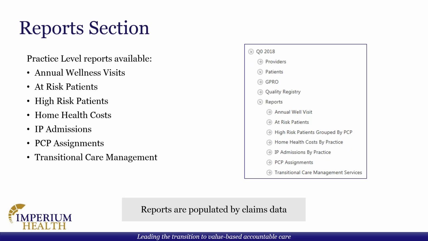The report section, unlike the quality registry, which includes EMR data or may include manual entry, is going to be populated only by claims data. Now that claims data is still very valuable and can be one of the best ways to track: is everything actually going the way we expected it to, and are we getting credit for the things that we expected to.